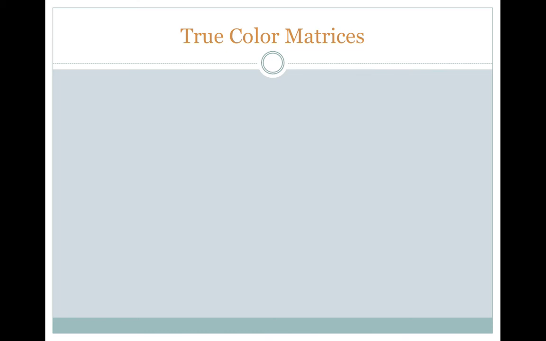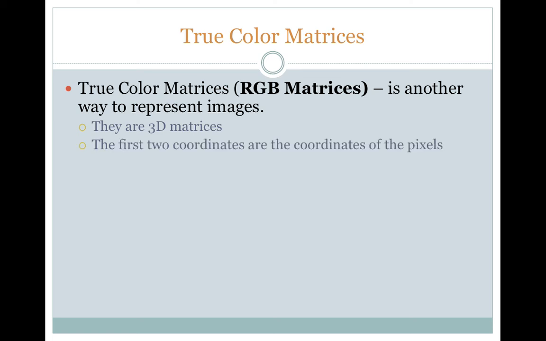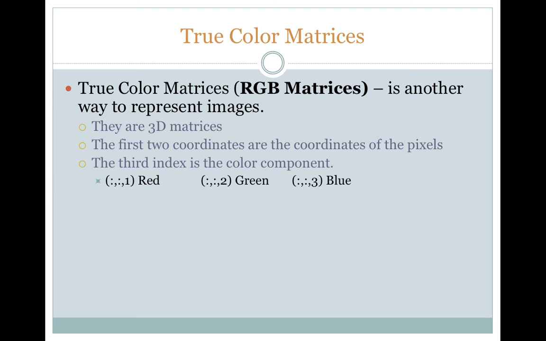True color matrices, or RGB matrices, whatever you want to call it. It's another way to represent images. They are 3D matrices. The first two coordinates are of pixels. The third is the color index. Here's how you visualize it.